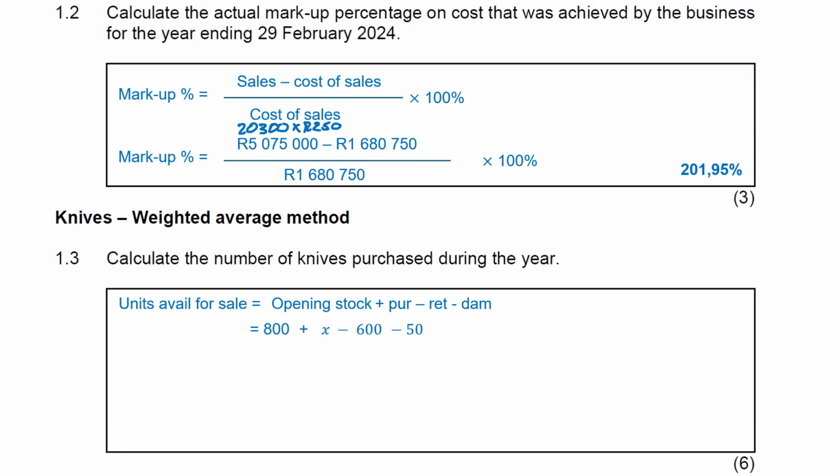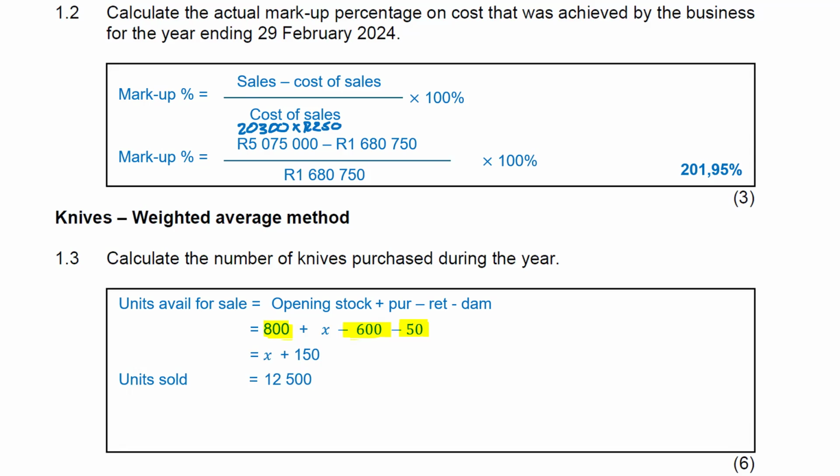There we go. Now you just add or subtract like terms here. 800 minus 650. What do you get? You get 150, so it'll be 150 plus X, right? These are the number of units that were supposed to have been available to be sold. But we sold 12,500 units.